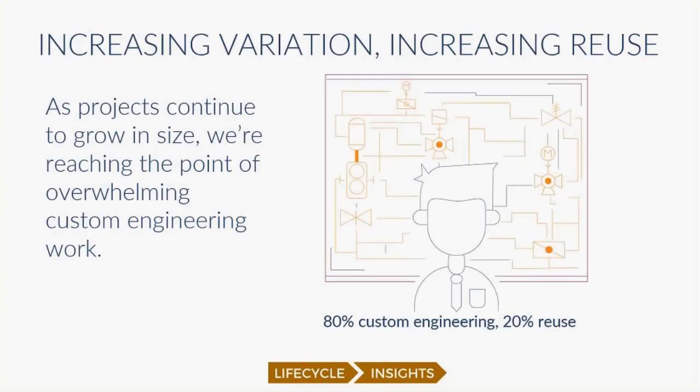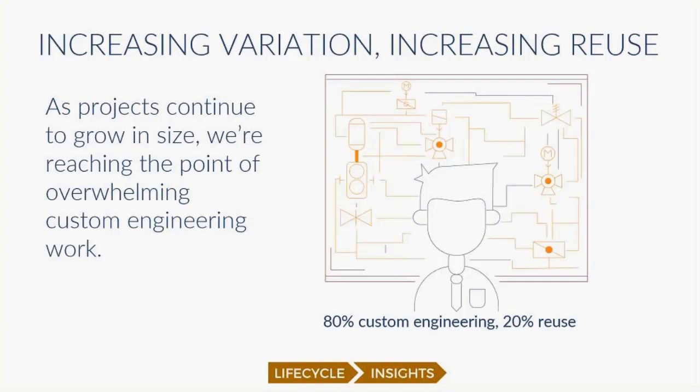you get to the point where this is almost overwhelming. Not only is it too much work for one engineer, but as you add more engineers to the same project, they have to coordinate and collaborate more closely. That adds process complexity. And by the way, the gold color here is the custom engineering work. The blue that you see in the P and ID diagram behind the engineer is the reuse.